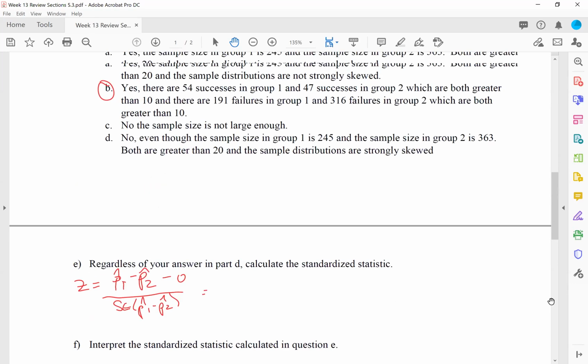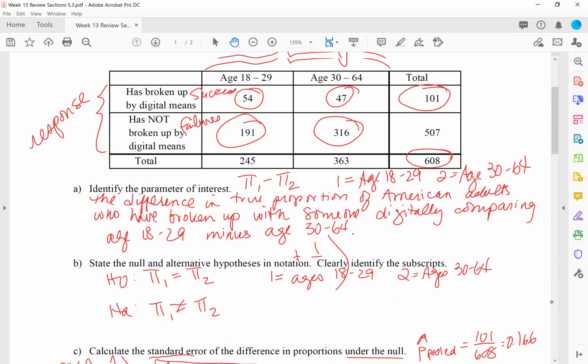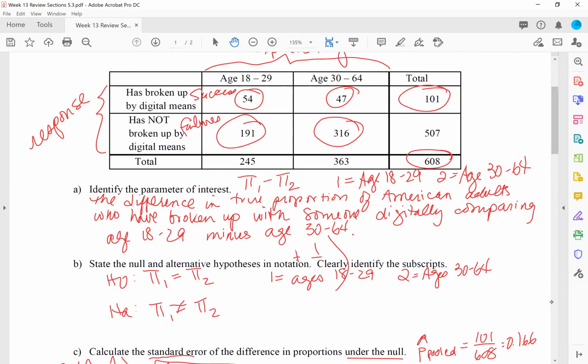So up again, looking at our study here, we can find the two conditional proportions. That p hat 1 would be 54 divided by 245 for my group 1, and then p hat 2 would be 47 divided by 363. Are you understanding where those two conditional proportions came from? Yeah. Okay.